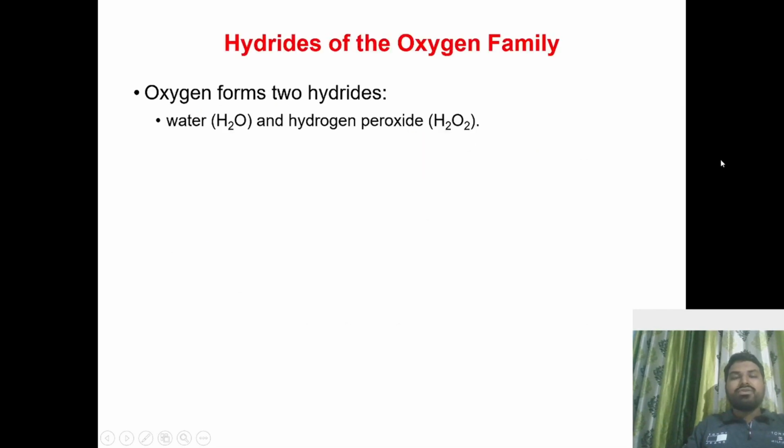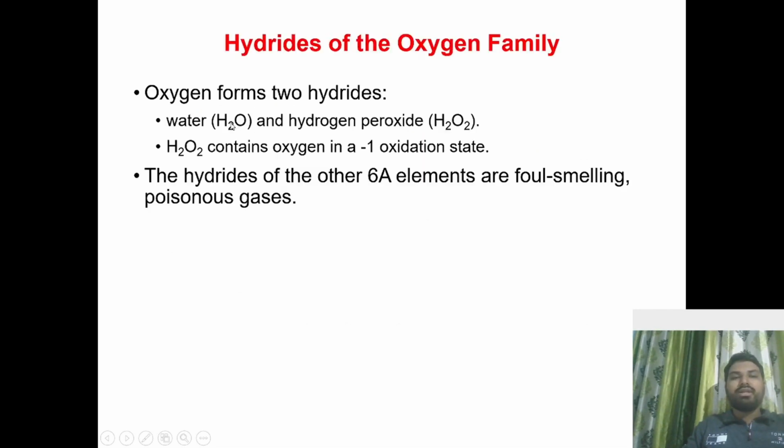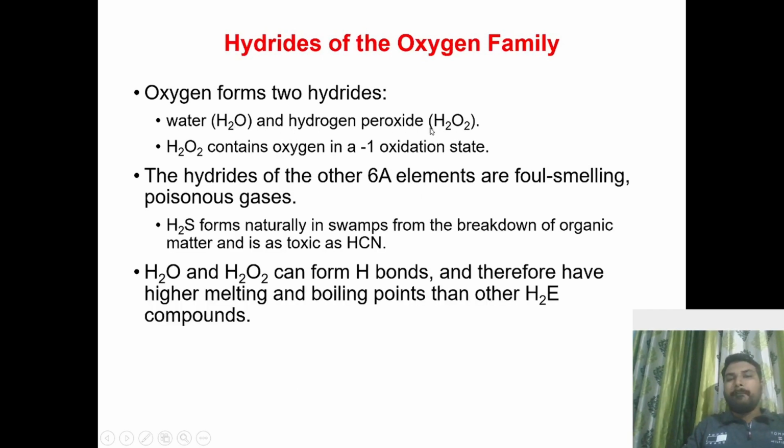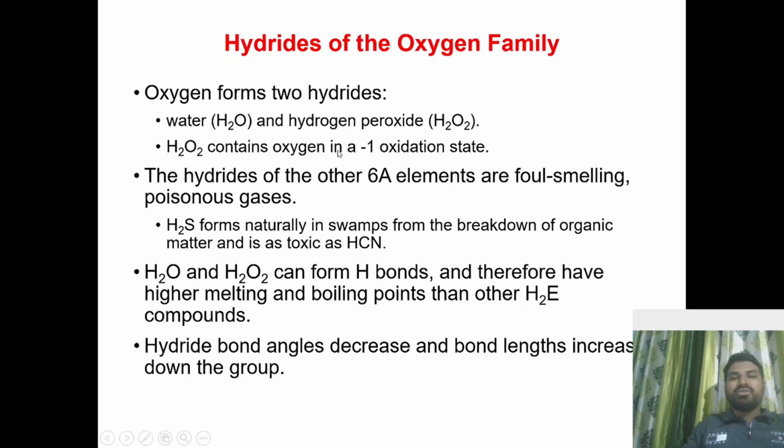Now hydrides of the oxygen family. Oxygen forms two hydrides, water H2O and hydrogen peroxide. H2O2 contains oxygen in a -1 oxidation state. The hydrides of the other 6A elements are foul-smelling poisonous gases. H2S forms naturally in swamps from the breakdown of organic matter and is as toxic as HCN.